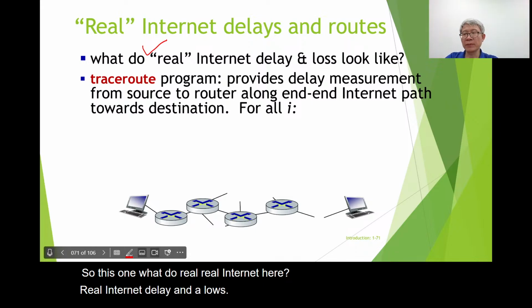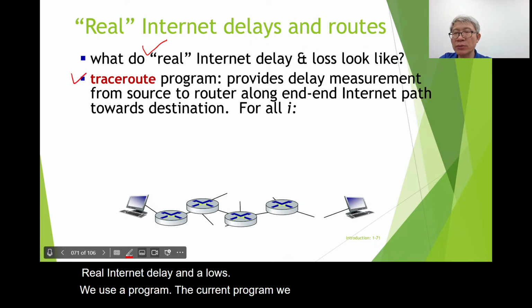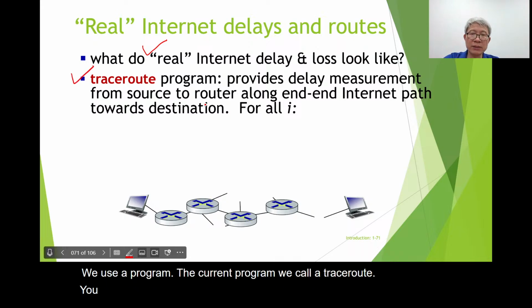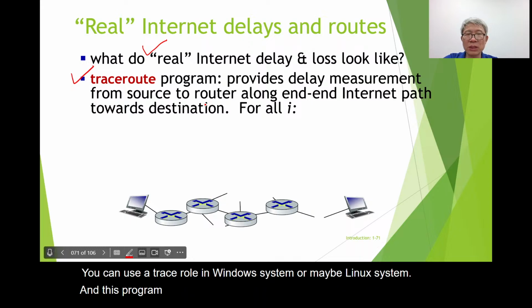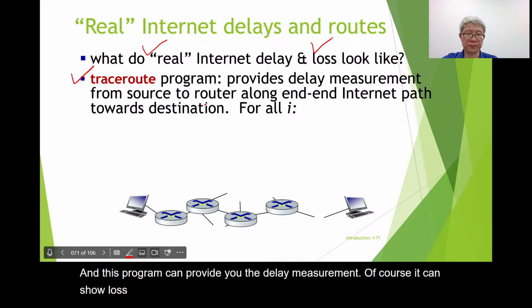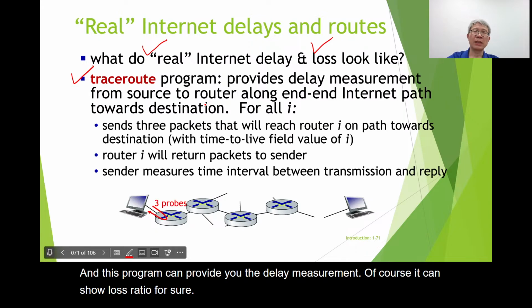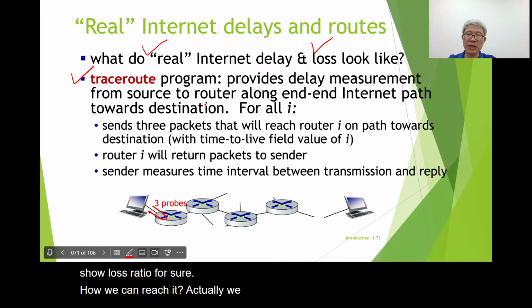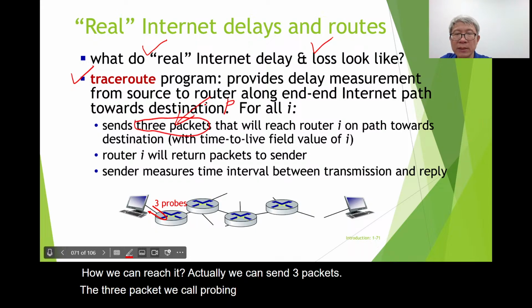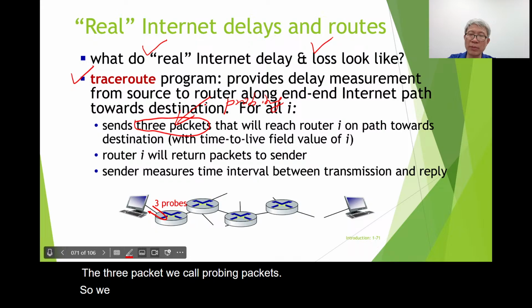We use a program called traceroute. You can use traceroute on a Windows system or maybe a Linux system, and this program can provide you with delay measurements. Of course, it can show the loss ratio for sure. How can we reach it? Actually, we can send 3 packets. These 3 packets we call probing packets. So we send 3 probing packets, that says we have 3 probes here.